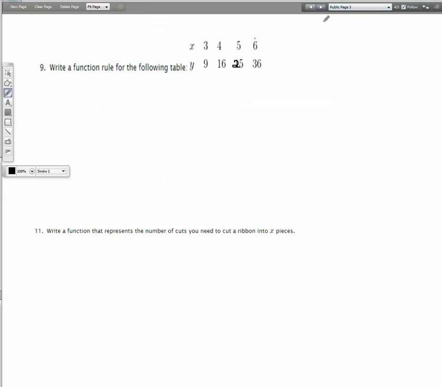All right, let's take a look at number 9. It says write a function for the rule for the following table. Well, it looks like my function here, when x is 3, I get the output of 9. When x is 4, I get 16. When x is 5, I get 25. When x is 6, I get 36. So it just looks like we are squaring each of our inputs.